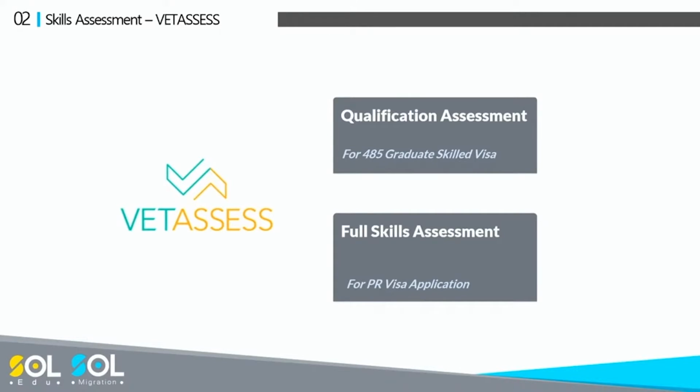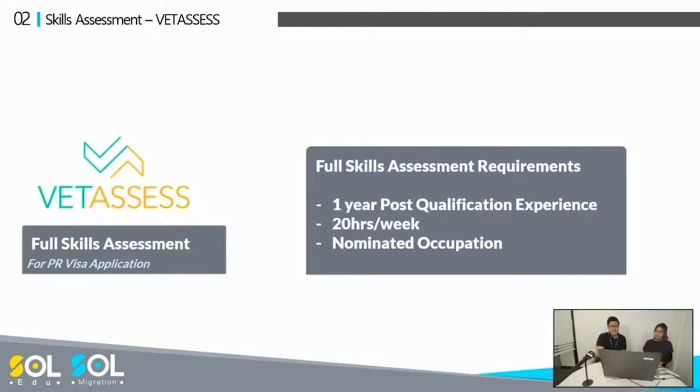But the second one is the full skill assessment. Based on the qualification only assessment, we can apply for the graduation visa, and our graduation visa application can be granted if we provide a positive outcome. However, with the qualification only assessment outcome, we cannot apply for the permanent residence visa. This is because the qualification assessment is only for the graduation visa. So that's why there is another skill assessment, which we call the full skill assessment.